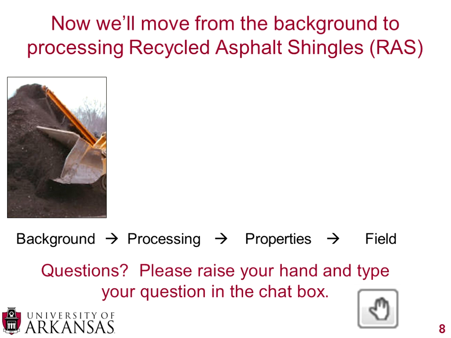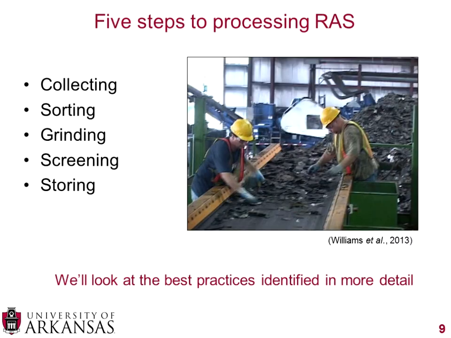We'll move on from the background to the processing of the recycled shingles. There are 5 general steps to processing RAS. The recycled asphalt shingles, or RAS, need to be collected, sorted, ground, screened, and then stored. And we'll look at each of these practices in more detail.